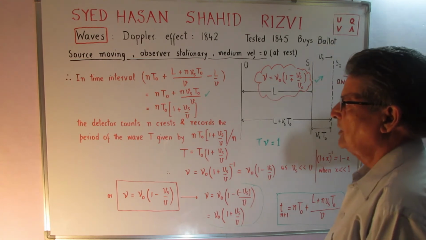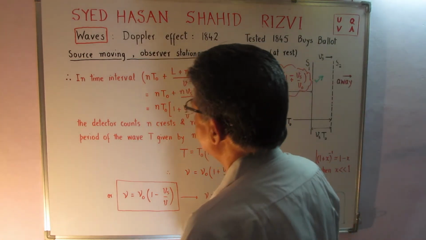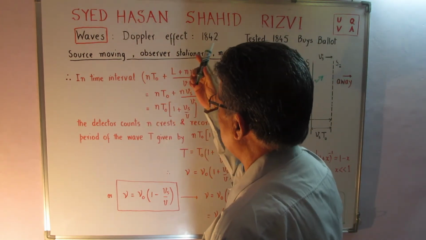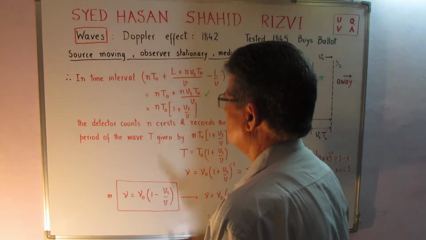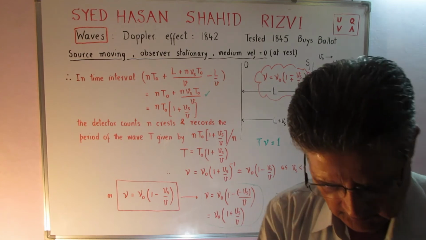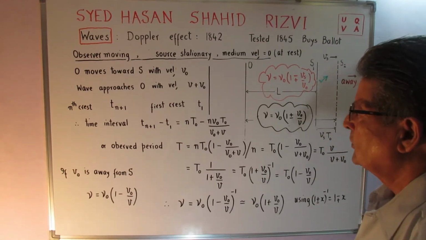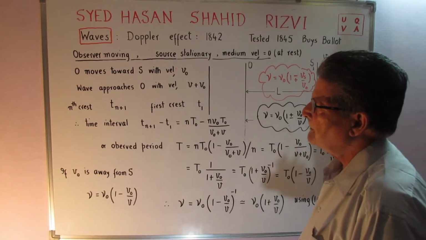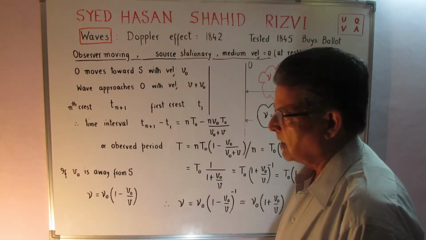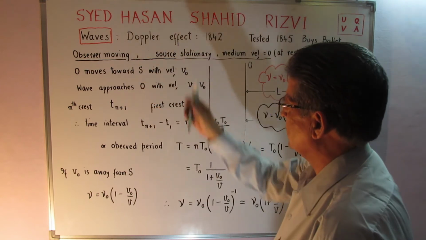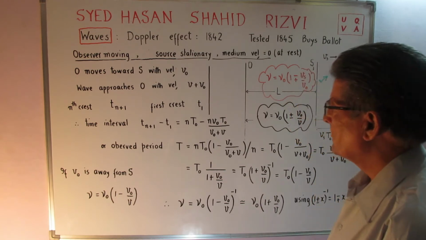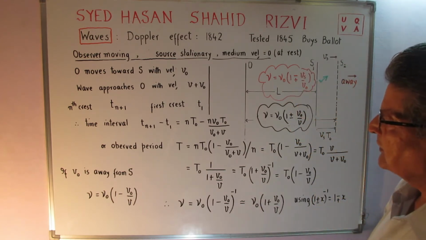Next, we are putting the source stationary and the observer moving and the medium at rest. So in the next set we set the source stationary and the observer moving. Medium velocity we take as equal to 0, that is, it is at rest.